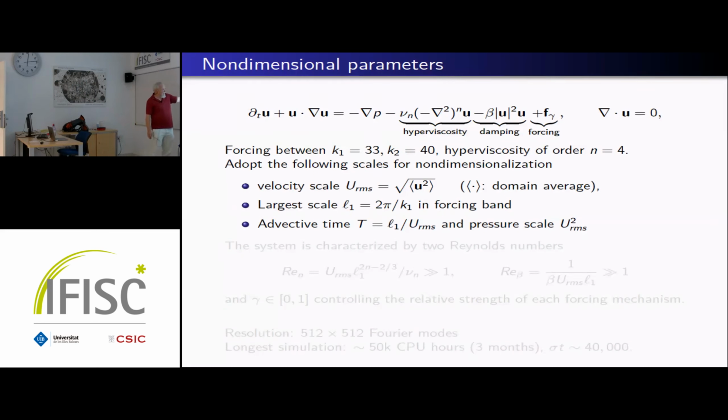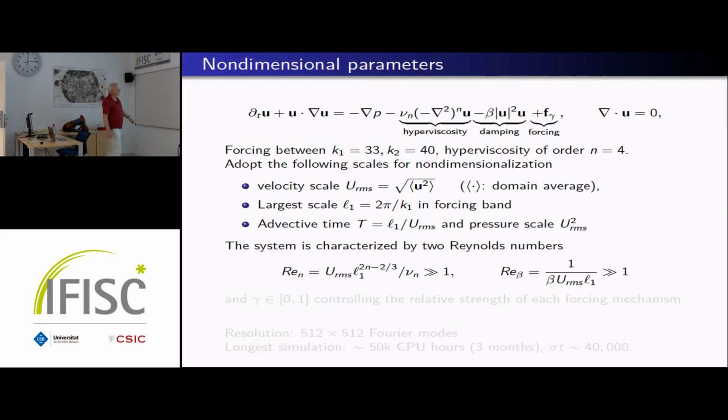We have an advective time. And if we non-dimensionalize the problem, you generate 2 Reynolds numbers. There's the classical Reynolds number that determines the importance of the advective term relative to viscosity. And that's going to be high in the simulations. And then we have a new Reynolds number associated with that nonlinear term, which is also going to be large in the problem. But this one will be fixed. This one will vary.